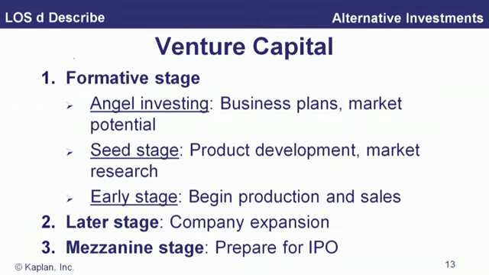So at the very beginning we have the formative stage, and the very first one is called angel investing, and that's at the point of the business plan, the idea, estimating the market potential, things like this. After that comes another very early stage, the seed stage, in which we're dealing with product development, market research. And early stage, that's still in the formative stage, so through the formative stage we've gotten from an idea to begin production and sales. So almost a real company.